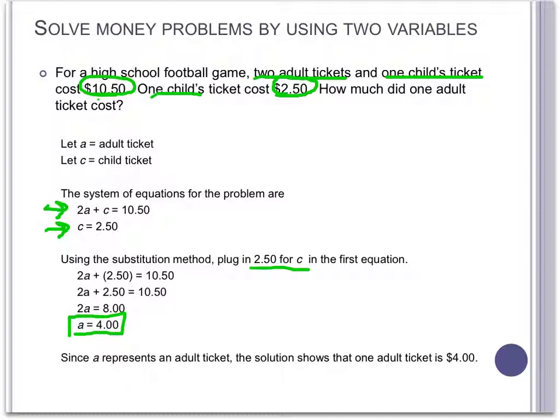When you get down to this point, go back up to where you represented the variables. We see that A is an adult ticket. Therefore, one adult ticket is $4.